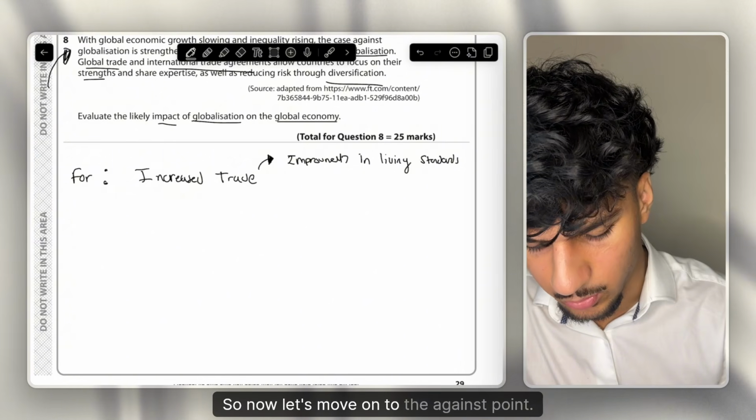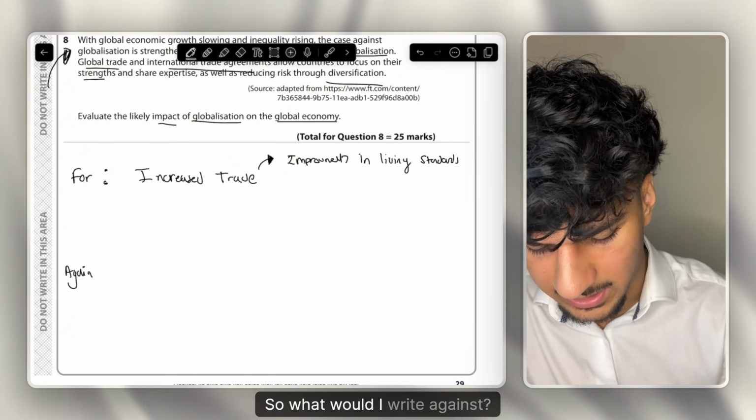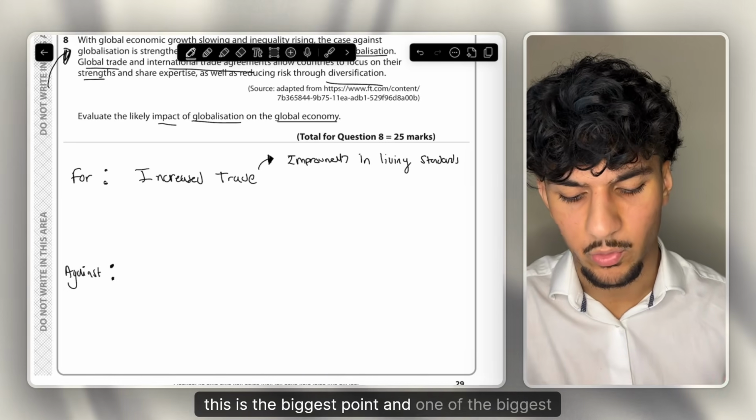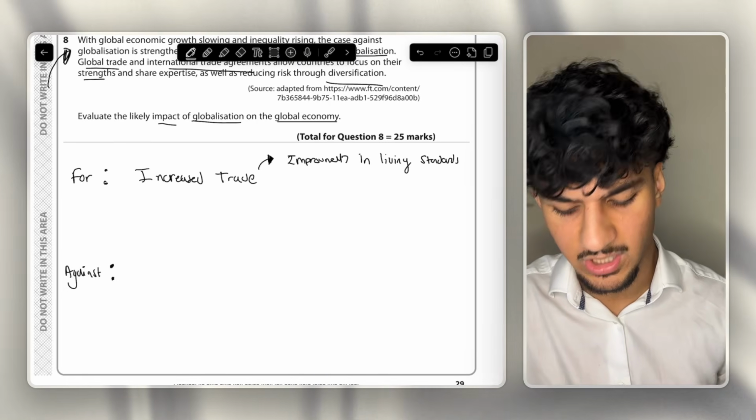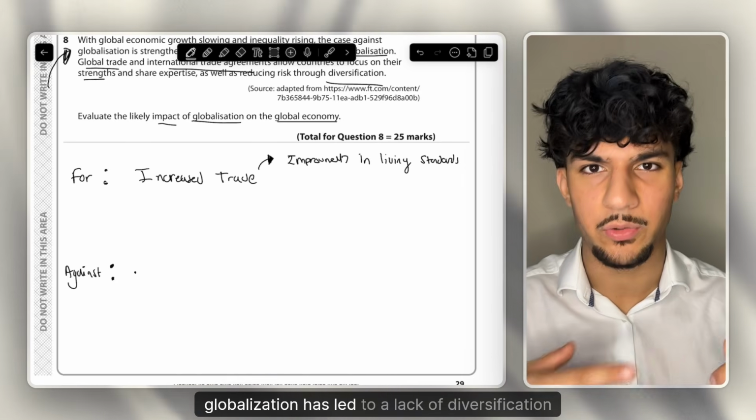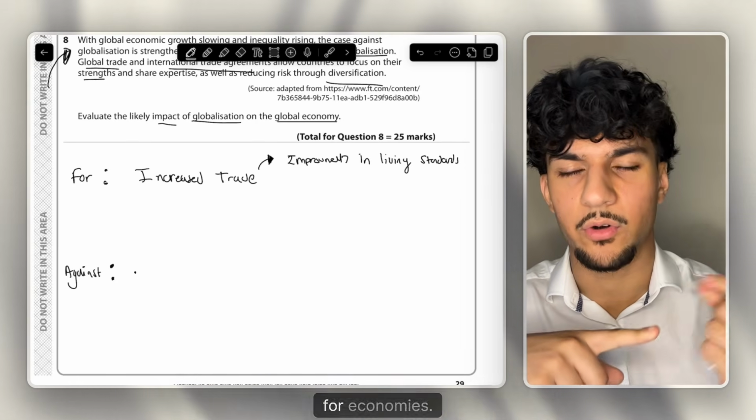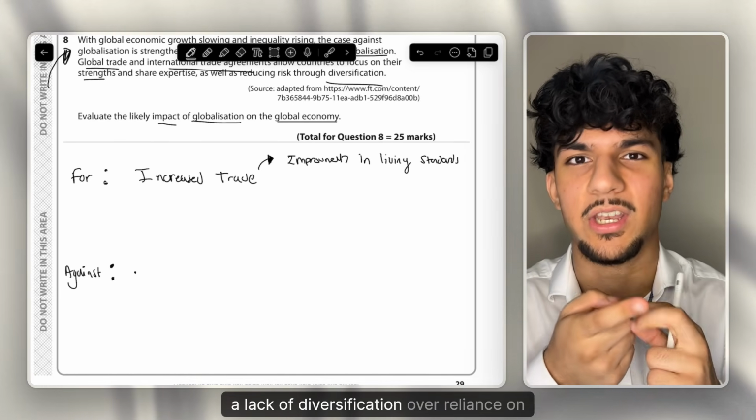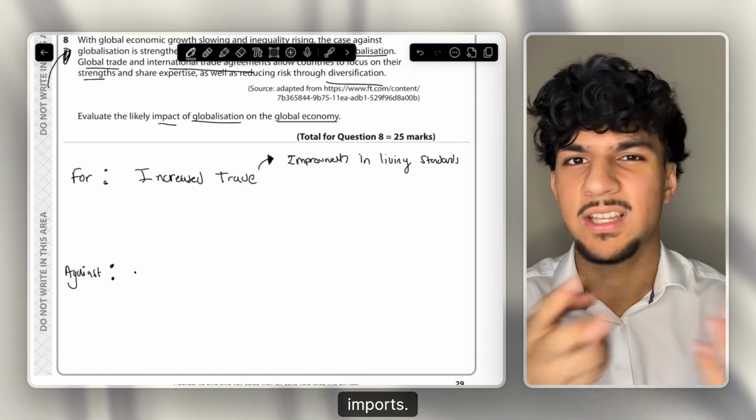So now let's move on to the against point. So what would I write against? And this is very simple to me, since again I think this is the biggest point and one of the biggest impacts of globalization, which is, there's lots of different words for it, but globalization has led to a lack of diversification for economies. So you can call it a lack of diversification, over reliance on imports, several different things.